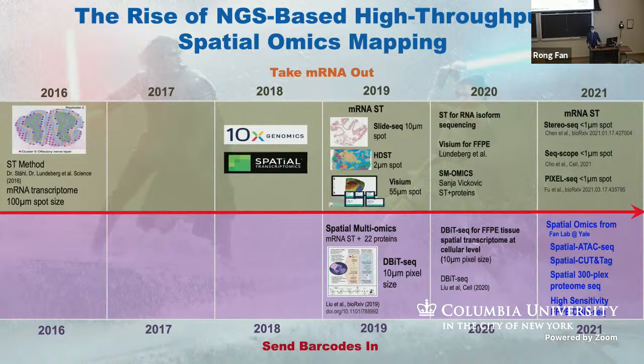The landmark paper came out in 2016 when Professor Joakim Lundeberg published this work in Science, showing you can use a DNA microarray to capture messenger RNAs from the tissue section sitting on top of the DNA microarray. And then you make cDNA on the microarray spots, pull out the cDNA and do paired-end sequencing. And then you can computationally reconstruct the gene expression profile because every single spot gives you a specific address code.